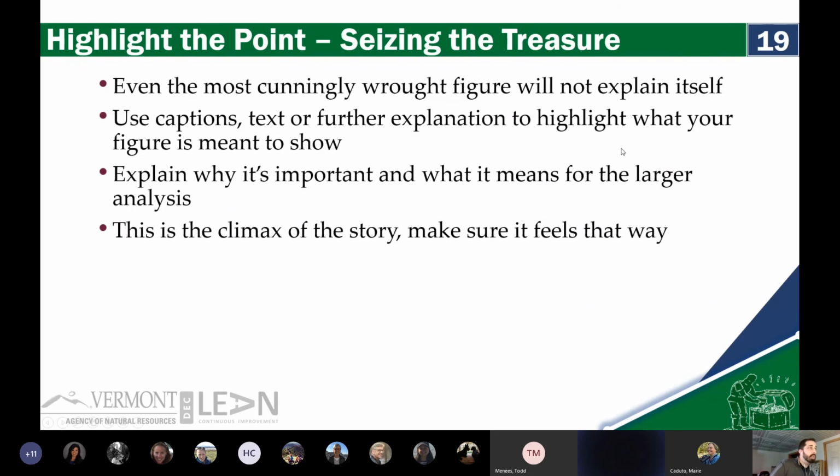So in order to seize the treasure, we want to highlight the point. The graph by default that it makes in Excel or Power BI or however you're making it won't explain itself magically. So you can use captions or text to further explain or highlight what your data is meant to show. Don't be afraid to draw a red box or a red arrow that points to the peak of the chart if that's the thing that you're trying to get people's attention on. Don't be afraid to add text to your charts and explain why it's important and what it means. It's the climax of the story, and you want it to feel that way.